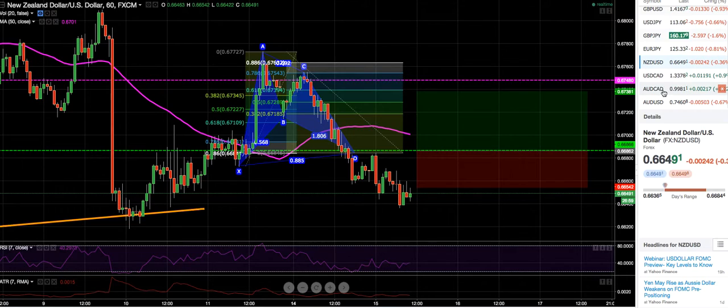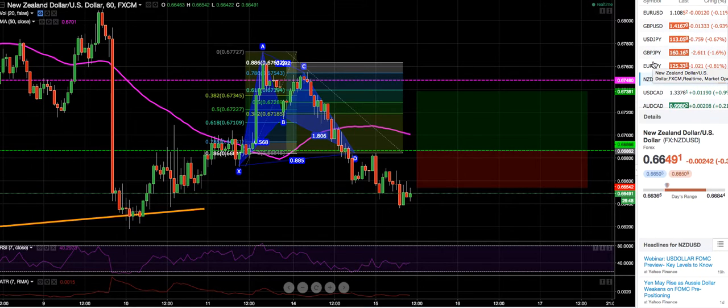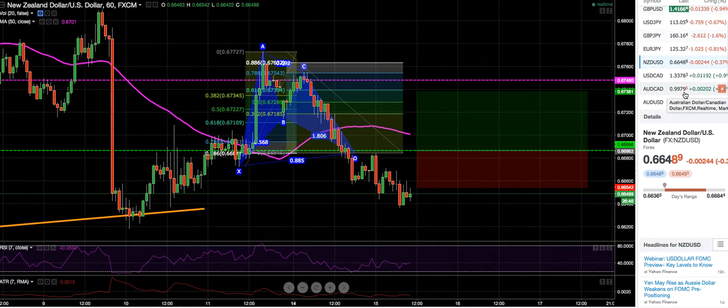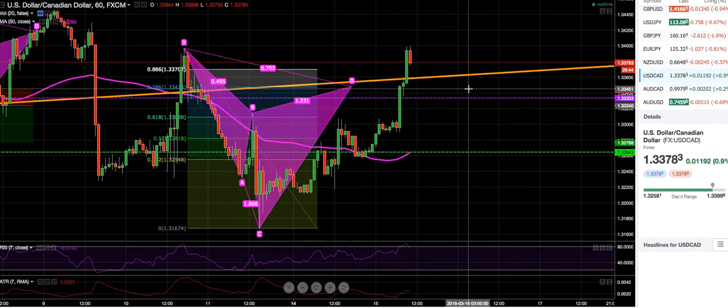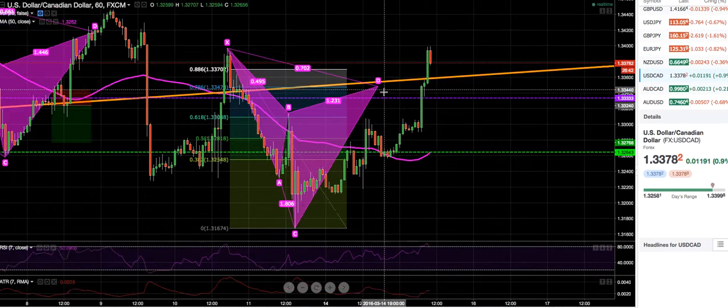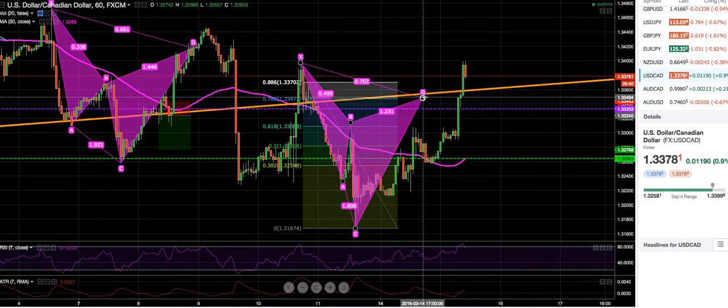I just got short on the dollar cat. I was writing these down. Where's the dollar cat? Dollar cat. I just got short right here. I missed this cipher pattern.